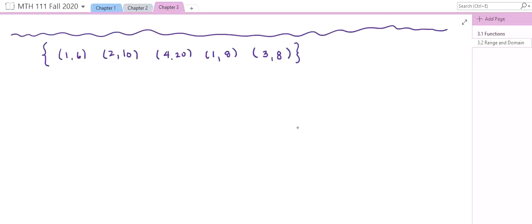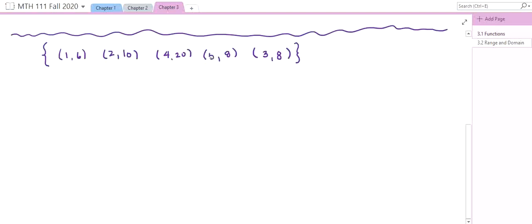Alright, so let's look at this. Well, we have 1, 6, 2, 10, 4, 20, 1, 8, 3, 8. Well, we're repeating 8s here. And more importantly, we're repeating 1s. So if I have 1 as an x value, and I get 6, when I have 1 as an x value, again I get 8. That means that for a given x value, we're having multiple y values. So this does not have functional behavior in the form that I have here, because 1 has more than one y value. So let's change this x value.